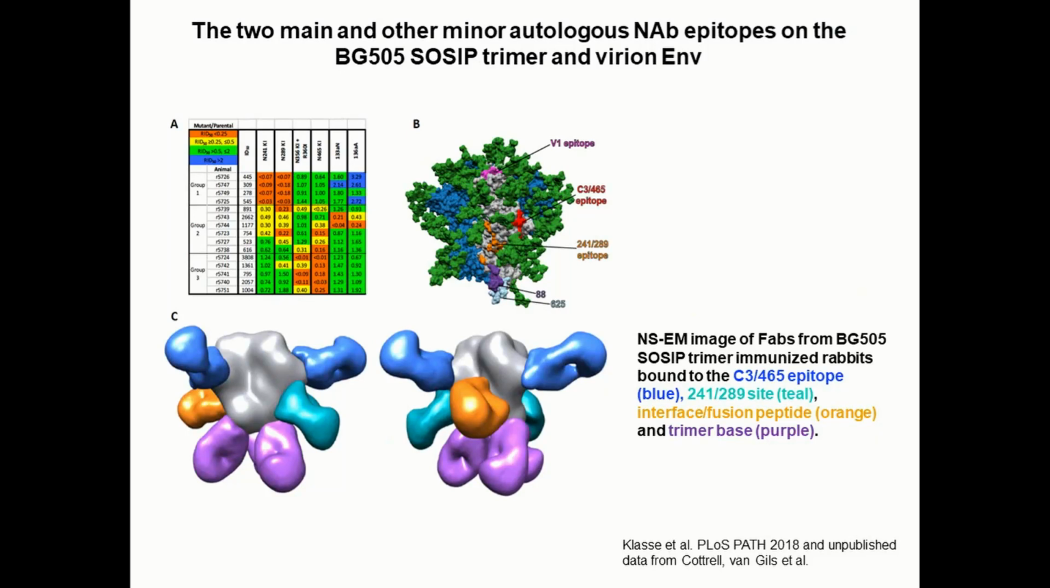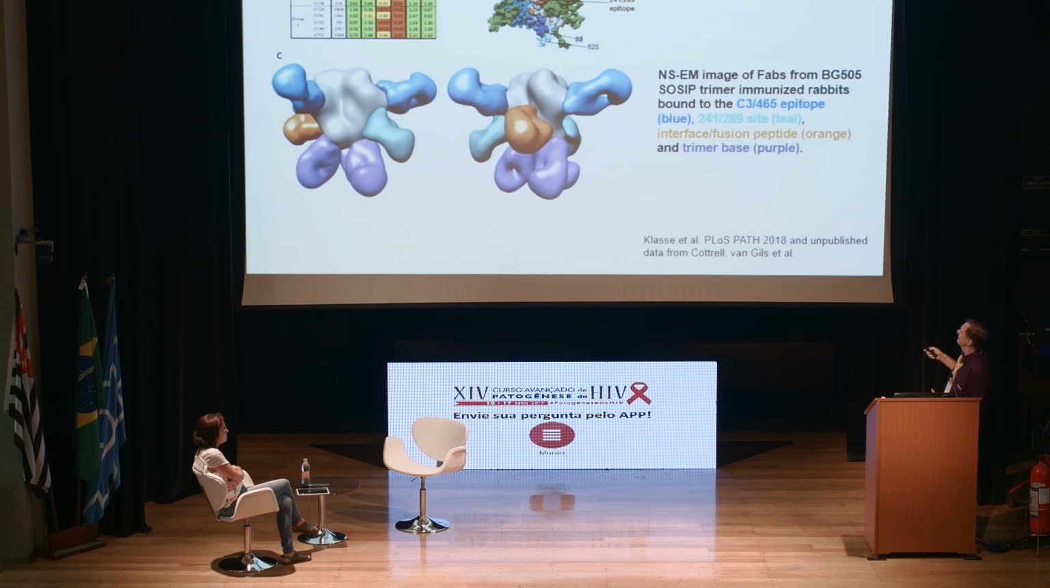And we can map these epitopes by making virus mutants and seeing which virus mutants are resistant to the antibodies we induce. And then we can plot those epitopes on the structure of the trimer. And Andy Ward can generate electron microscopy images of the antibodies bound to the trimer. There's one site we call the 241/289 site. That is a hole in the glycan shield that is immunogenic, and antibodies are induced to it.